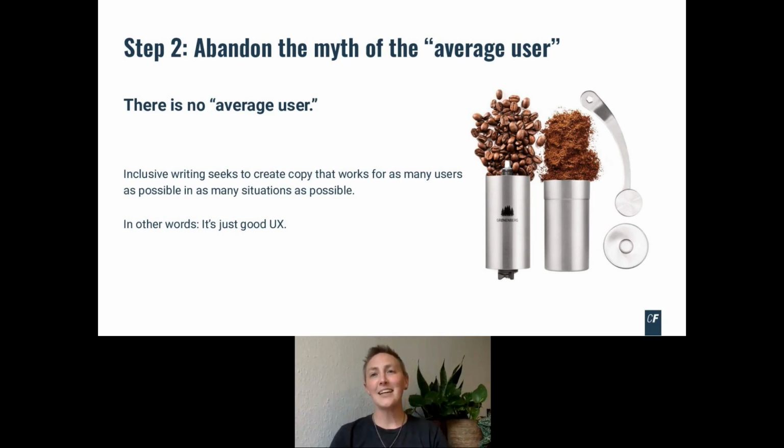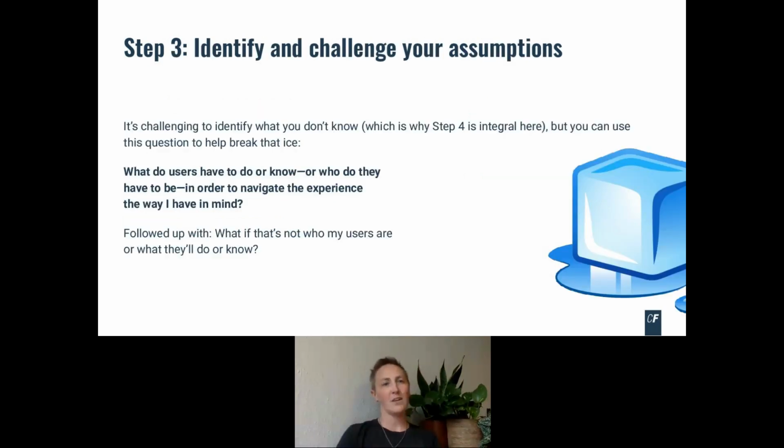Right? So just like that example of inclusive design with a physical product, inclusive writing creates copy that works for more users in more situations, right? That's what it's about. In other words, it's just good UX. We're all about creating good experiences for users, right? And this is basic UX, right? Okay, so let's move on to step 3.